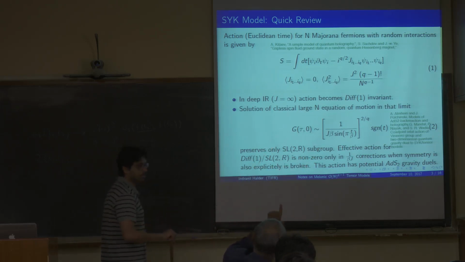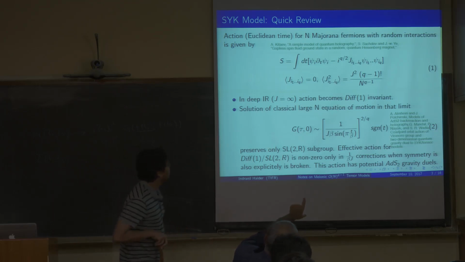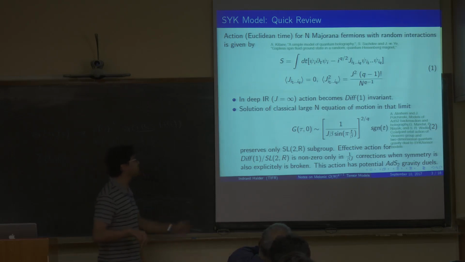So again, sorry, last one. So in the large N limit, this is what you get in the deep IR. Yes. And then this preserves only SL2R. Okay. Only SL2R, so it doesn't preserve the full diff. No, it does not preserve the full thing. It just preserves the SL2R part of it.